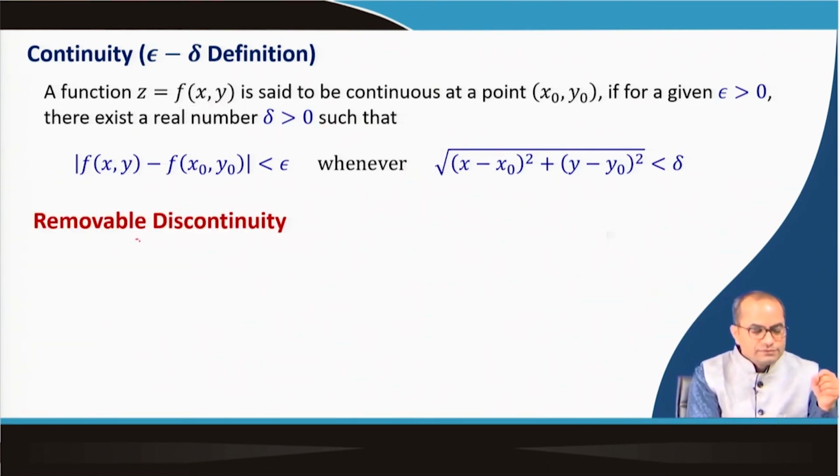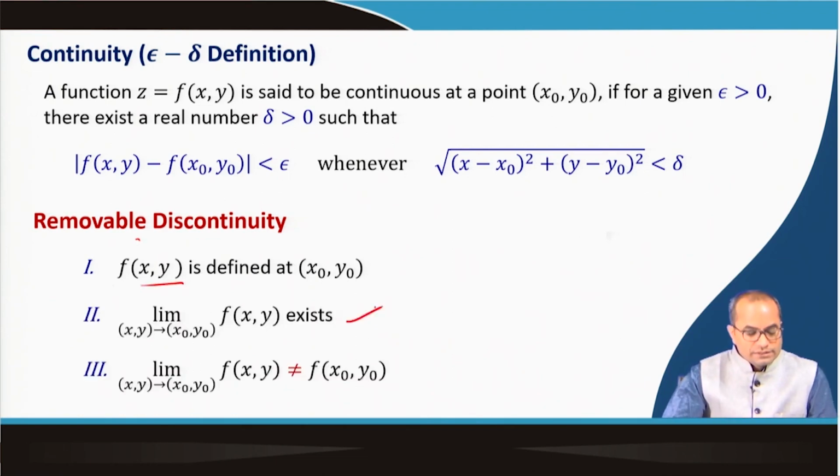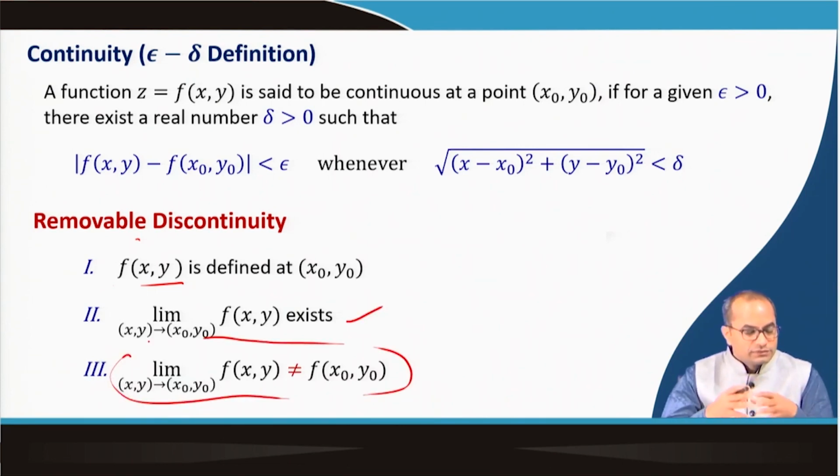There is another term, sometimes we use the removable discontinuity. So, just to define, the f x y has to be defined at x naught y naught and the limit should exist, and the only difference from the continuity here is that this limit is not equal to f x naught y naught. So, of course, the function is not continuous, but this is called the removable discontinuity, because by redefining this function value at that point, we can make the function continuous. So, this is a slightly simpler kind of discontinuity which can easily be removed, and we call it removable discontinuity.